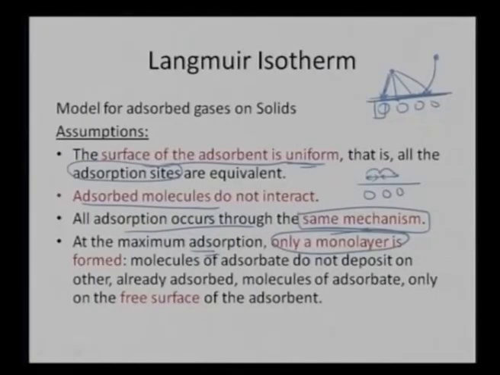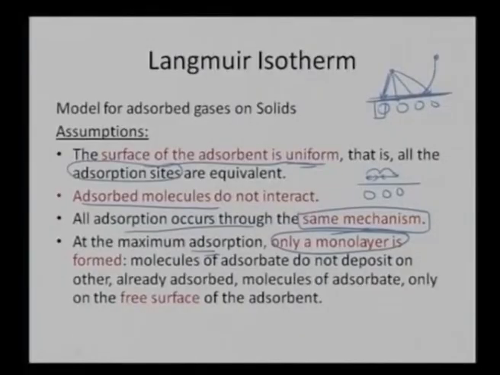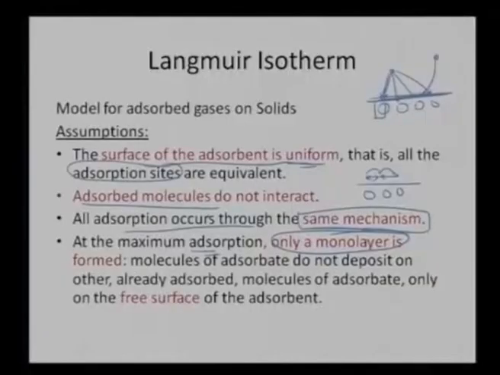And at the maximum adsorption only a monolayer is forming. But that becomes a limitation for the Langmuir isotherm, because generally for physisorption more than one layer can practically form. But in this Langmuir isotherm model, we take only a single monolayer to keep it simple, because the way we define the coverage is dependent on the pressure generated by the surface. So that becomes a limitation. Molecules of adsorbate do not deposit on already adsorbed molecules; they deposit only on the free surface of the adsorbent.